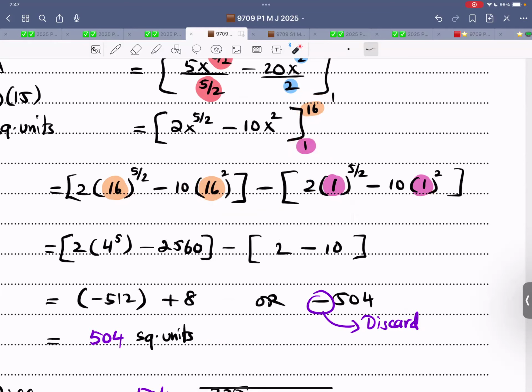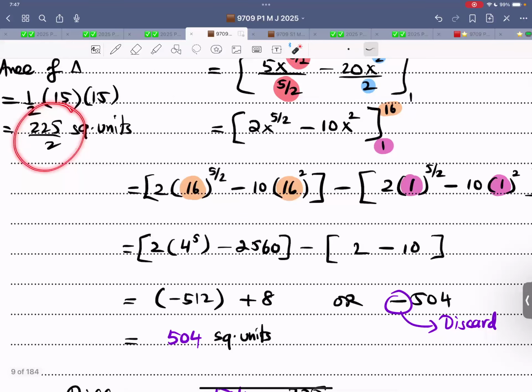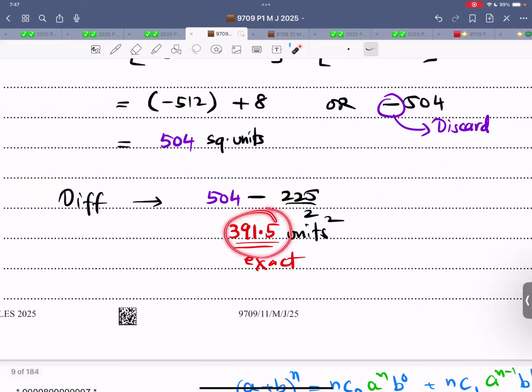And then you simplify it. Yes, you are getting a negative sign, discard 504. This is 225 over 2. The difference is 391.5. This is exact, no rounding off.